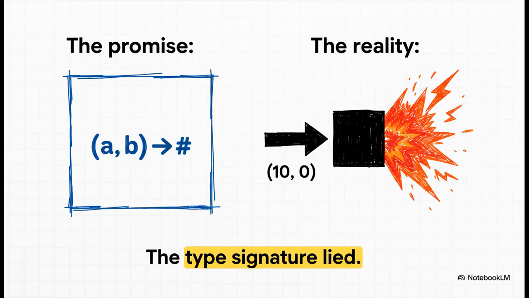If that second number, b, happens to be 0, bam, the function doesn't return a number at all. It just throws an error and crashes. The type signature lied. It made a promise it couldn't always keep. And that's the fundamental problem that Effect is designed to solve.